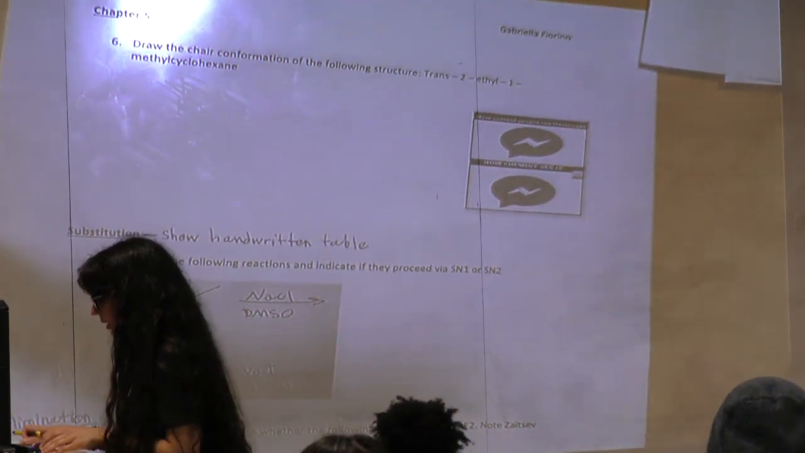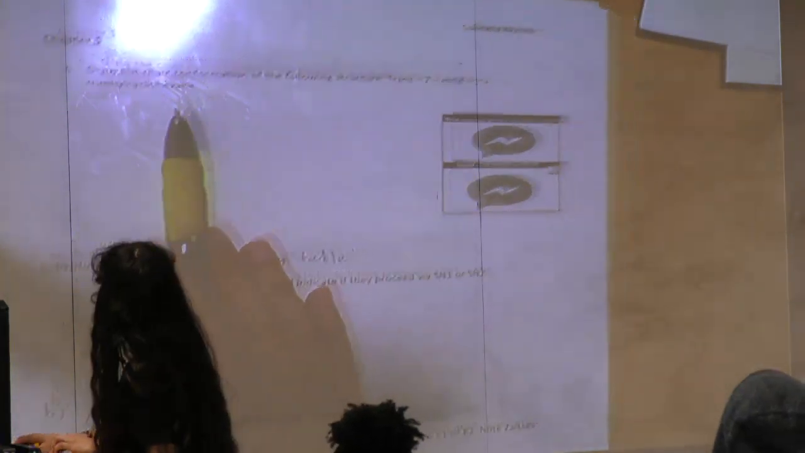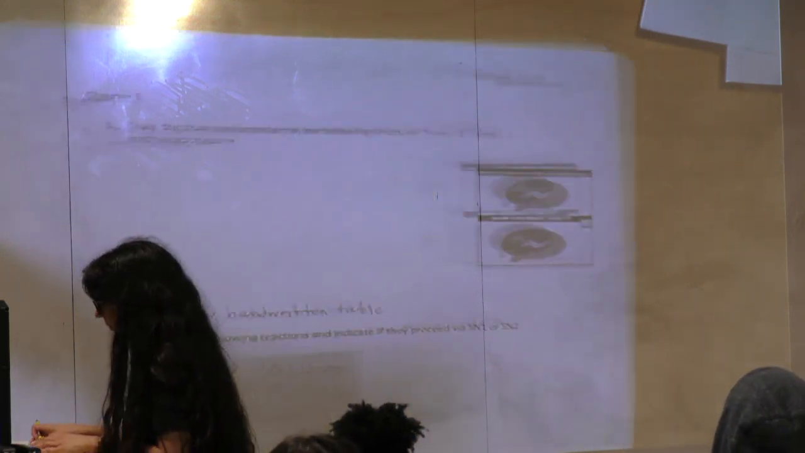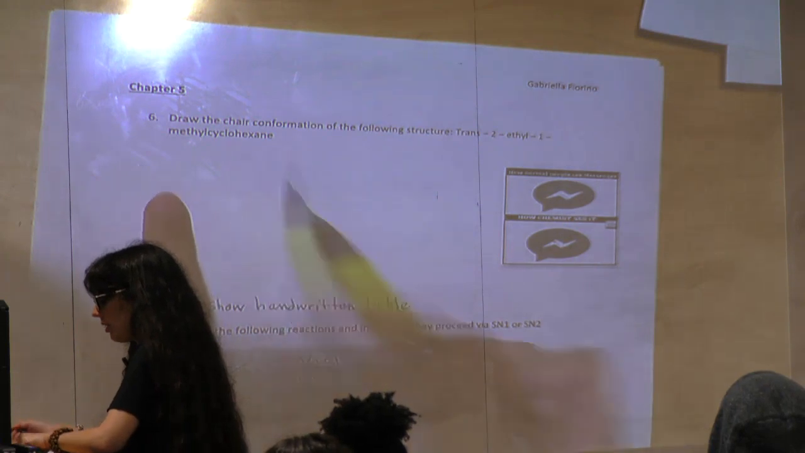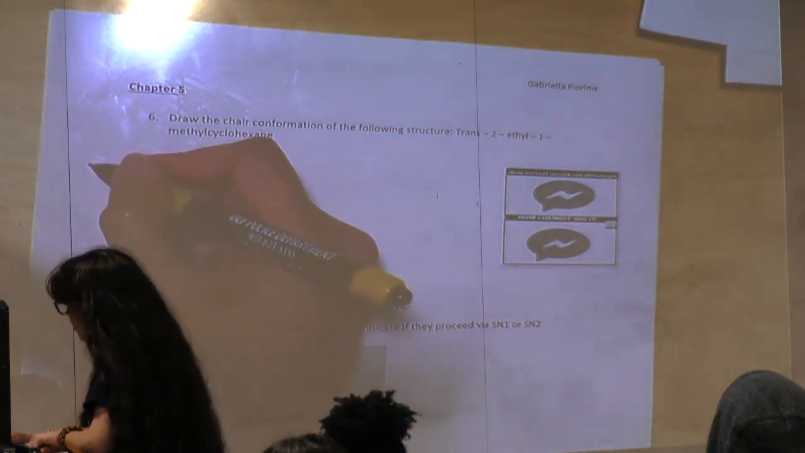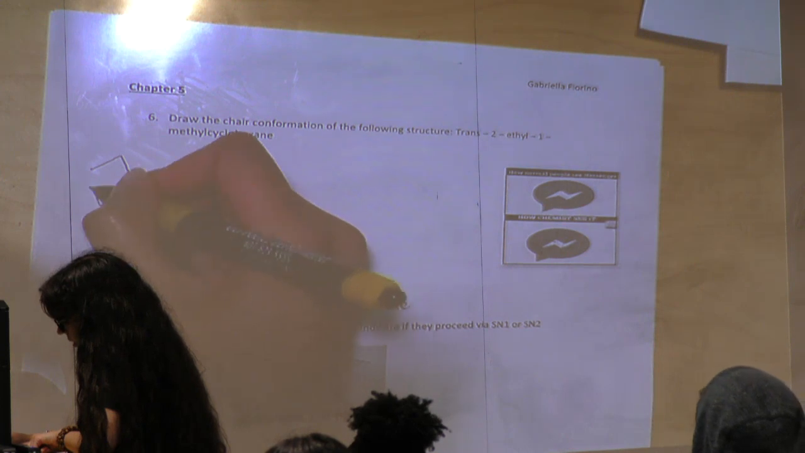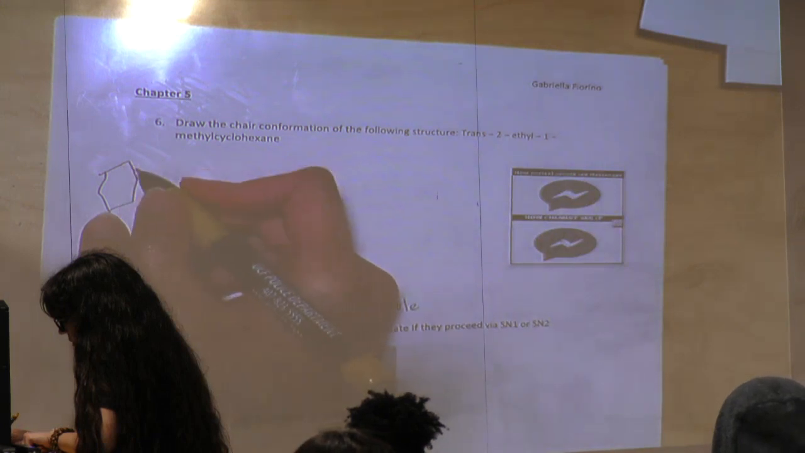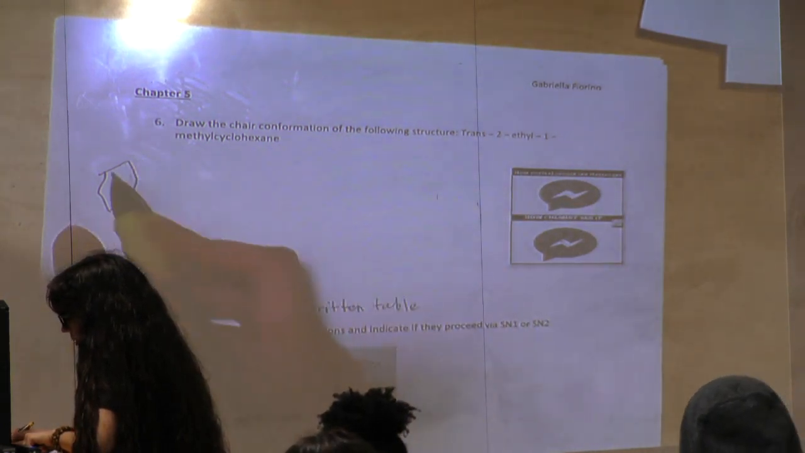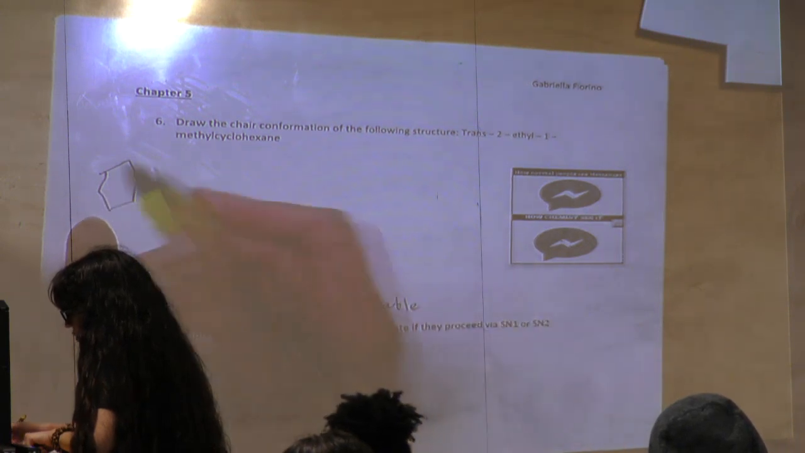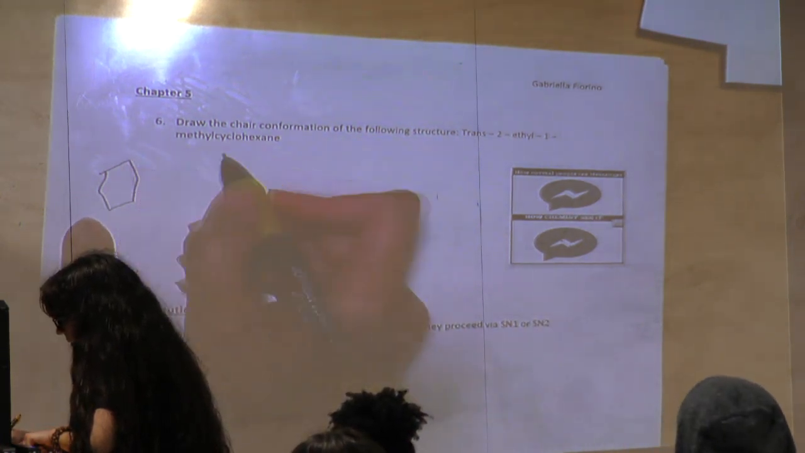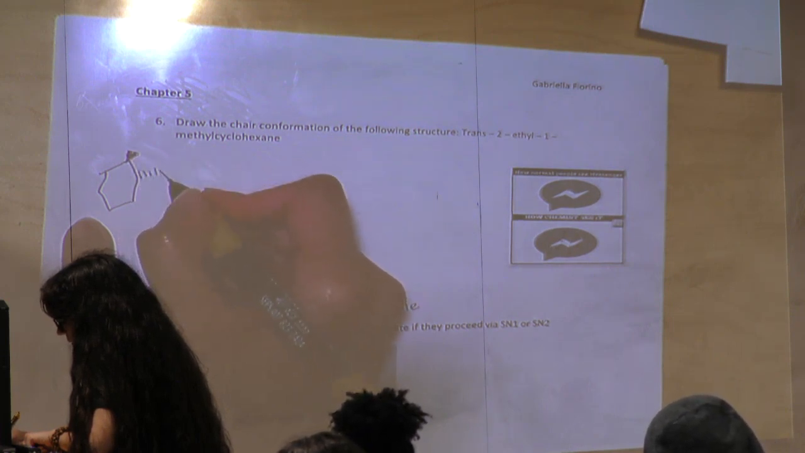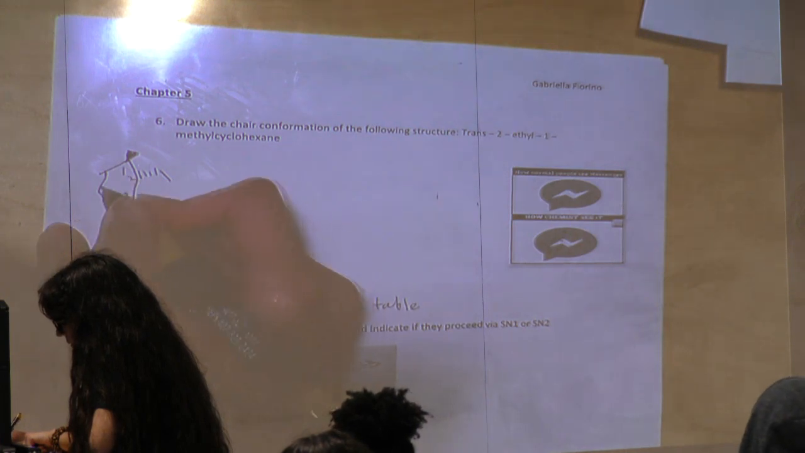Now we're making good time. Okay. So draw the chair conformation of the following structure, trans-2-ethyl-1-methylcyclohexane. Chair can only be done with cyclohexanes. If we were to first draw the cyclic structure, we have an ethyl on 2 and a methyl on 1. You could choose whatever you want as your methyl or ethyl because this doesn't have double bonds. It'll just be symmetrical. So I'm just going to put a methyl on carbon 1 and an ethyl on carbon 2. So this is 1, 2, 3, 4, 5, 6.